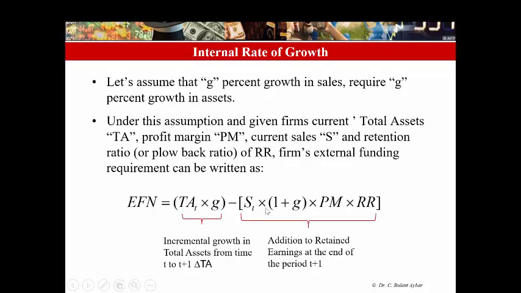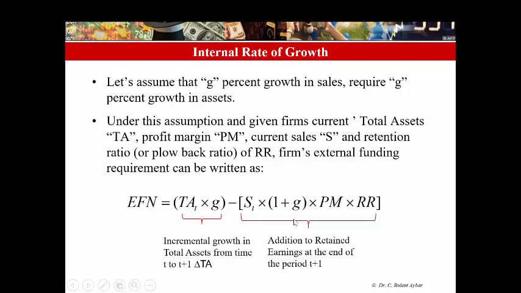When the firm grows at a rate of G, the sales will grow from S_t to S_t times 1 plus G. And given the profit margin, we are going to generate a net income that is equal to S_t times 1 plus G times profit margin. And we are going to retain RR percent of this profit, where RR is the retention ratio. And this is actually the addition to the retained earnings at the end of the period t plus 1. So if the retained profits are less than the growth in total assets, we would need external funding to accommodate the new levels of sales.